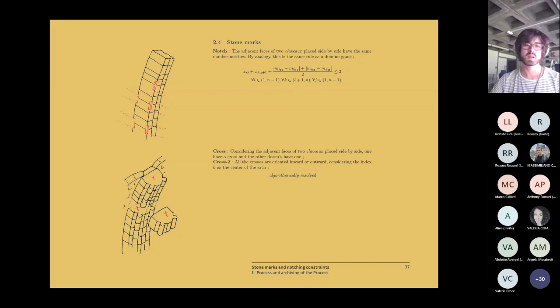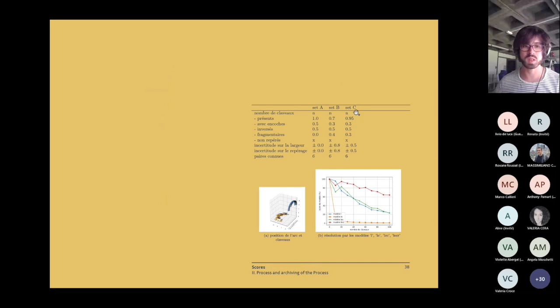There are the stone marks too that give us precise information, like we have notching. You see this in the top image, notching, which can be analogically figured like dominoes. When you have one notch on a claveau, it must be next to another claveau which has the same notch. There is also a cross, letting us orient this claveau.